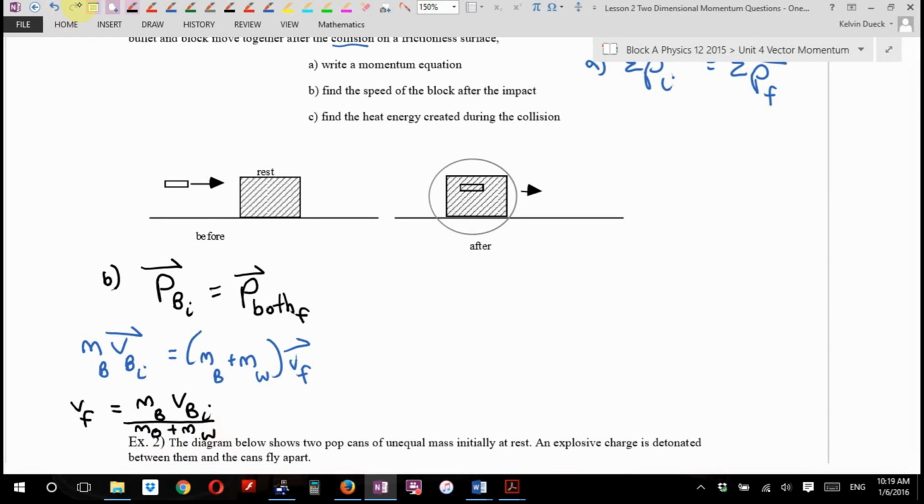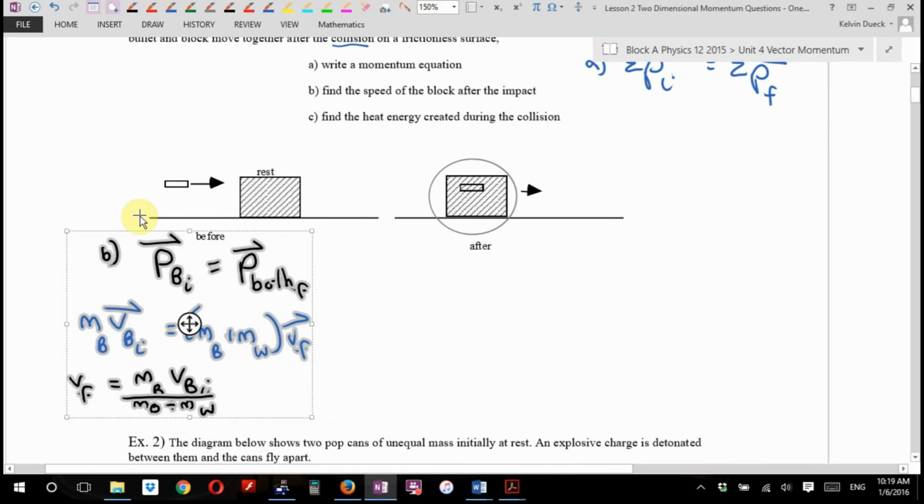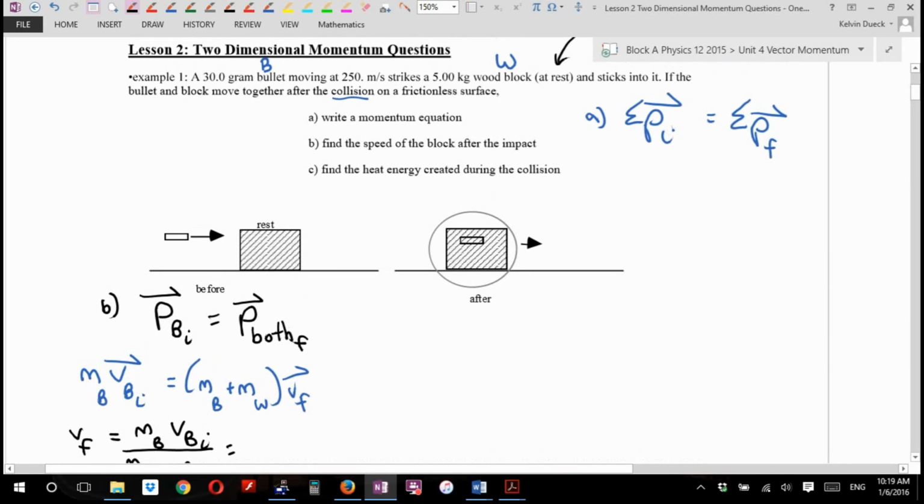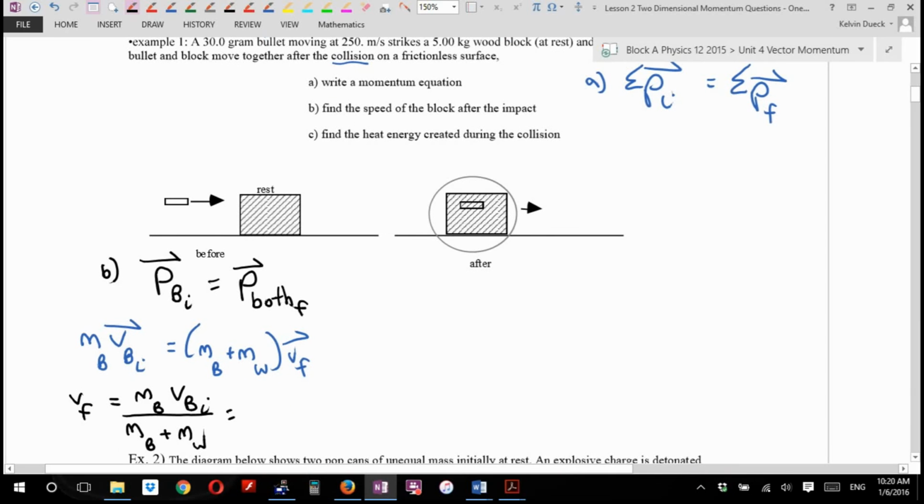You know what, Mr. Dewick? Since you can, why don't you be clever and go like that, and now you have more room to write intelligibly. And I'm going to plug in numbers. Mass of what was the mass of the bullet? 30 grams. How many kilograms is that? 0.03. Good.